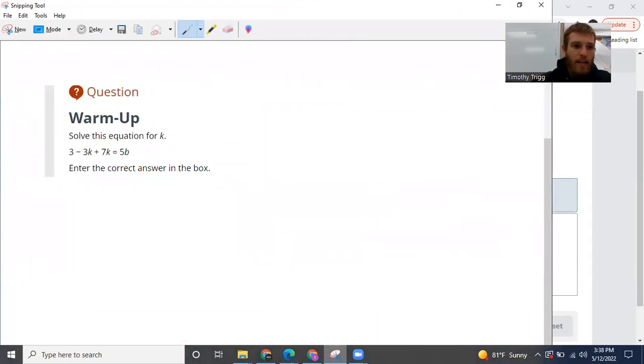One thing to keep in mind is that we can go ahead and combine these k's on this side. So 3k plus 7k, they are already together on the same side of the equation. So we can go and add those together. Notice this is a negative 3k plus 7k, so that makes 4k. Okay. We also have a plus 3 here on this side, while on the other side we have 5b.